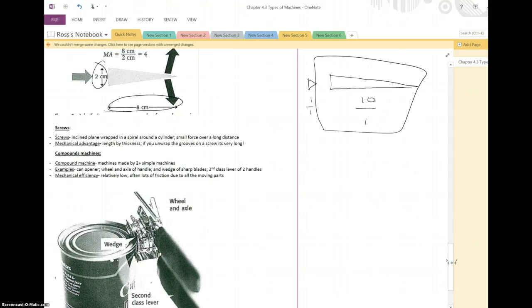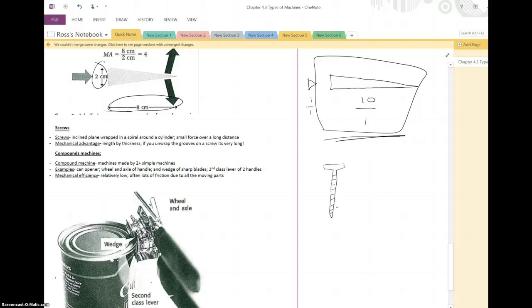The last two that we'll talk about, we've got screws. So really a screw is just an inclined plane, same thing as this right here, wrapped in a spiral around a cylinder. Because I'm going to try to draw this, it's probably going to turn out pretty bad. So this would be a nail, right? But then what you have is you've got those little inclined plane wrapped around the outside of that cylinder.